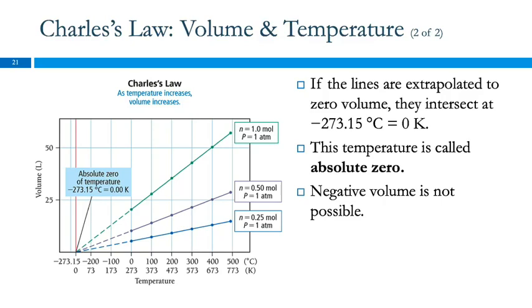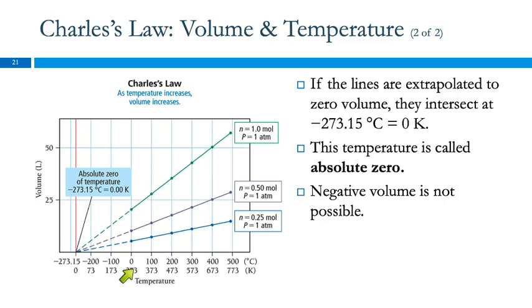So here's a Charles law graph. So here's the volume of a gas at different temperatures. This is 1 mole of gas, this is half a mole of gas, and this is a quarter of a mole of gas. And we see that for each of them, the volume increases linearly with the temperature, right?